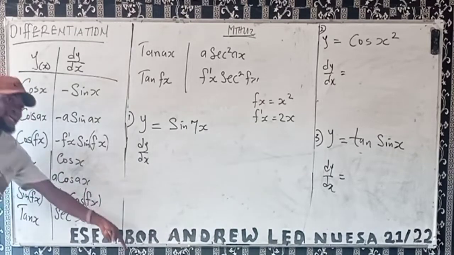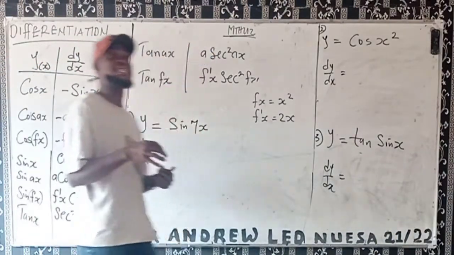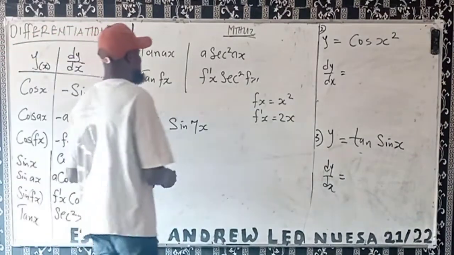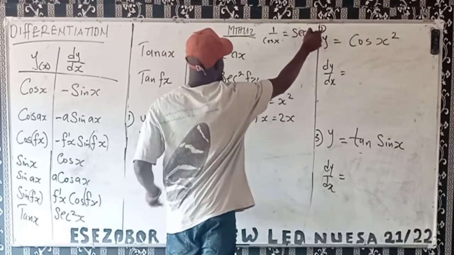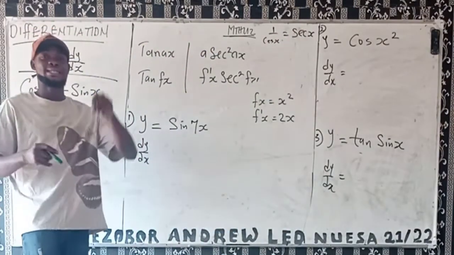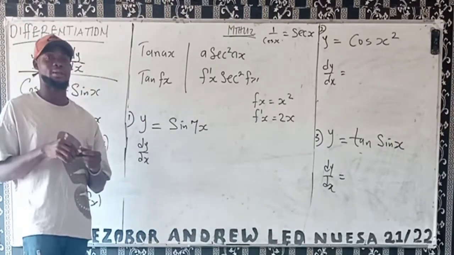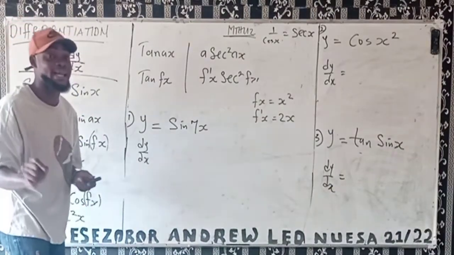Now, what do you mean by sec? Is sec also a trig function? Yes. Sec comes from cos. Sec is actually the inverse of cos: 1 over cos x gives sec x. That's the meaning. So we call sec x 1 over cos x. Take note of that, it's very, very important. We also have cosec x, which is 1 over sin x.